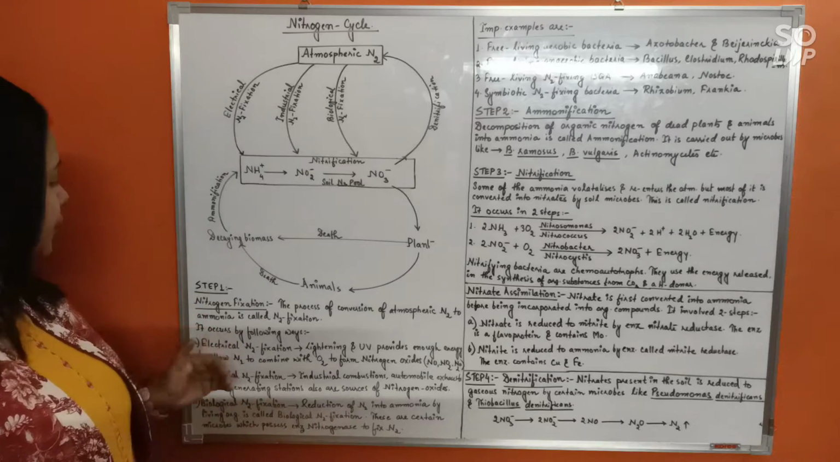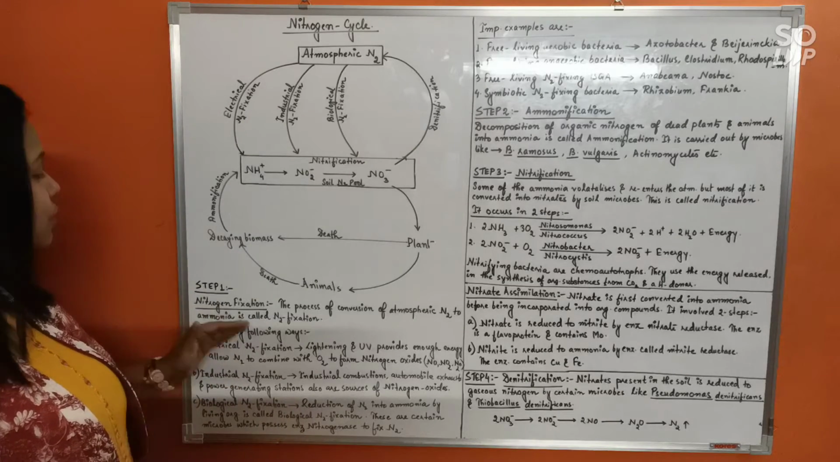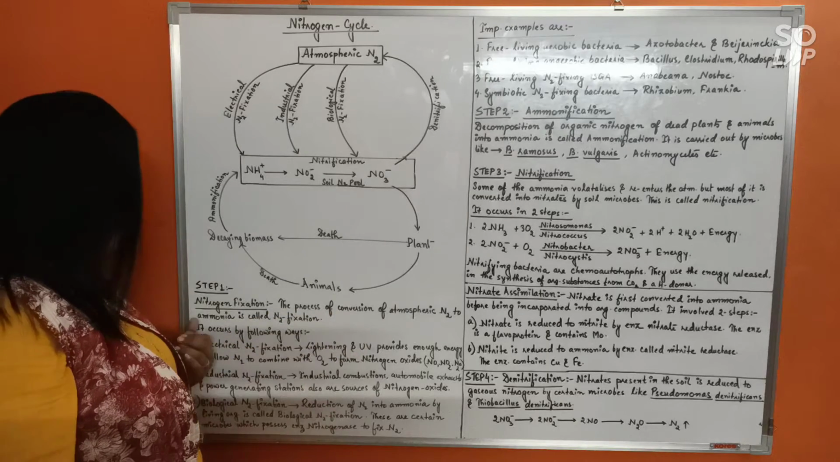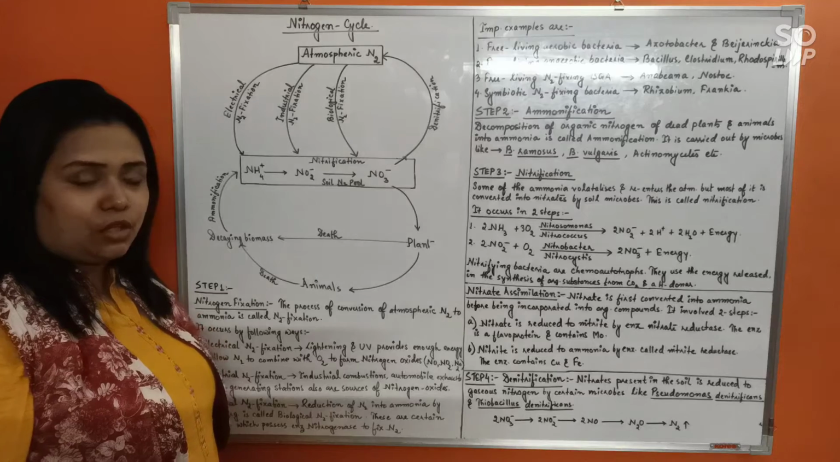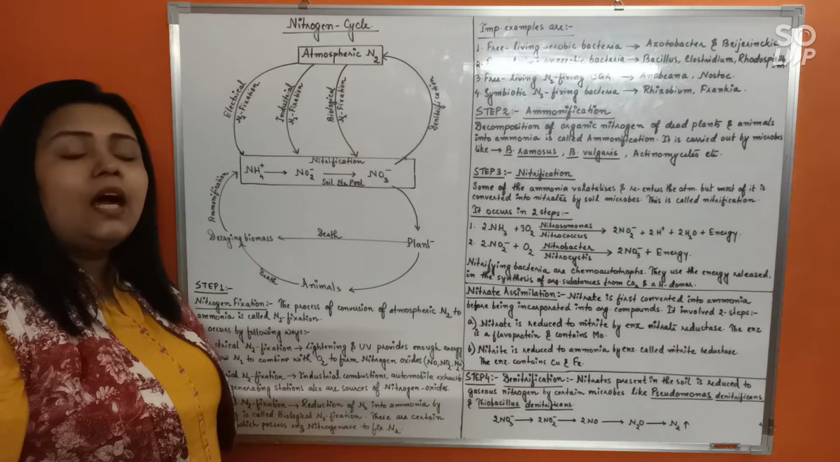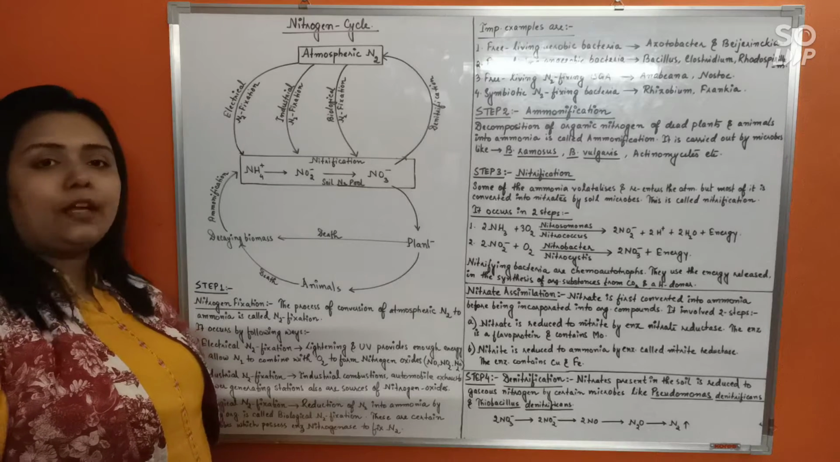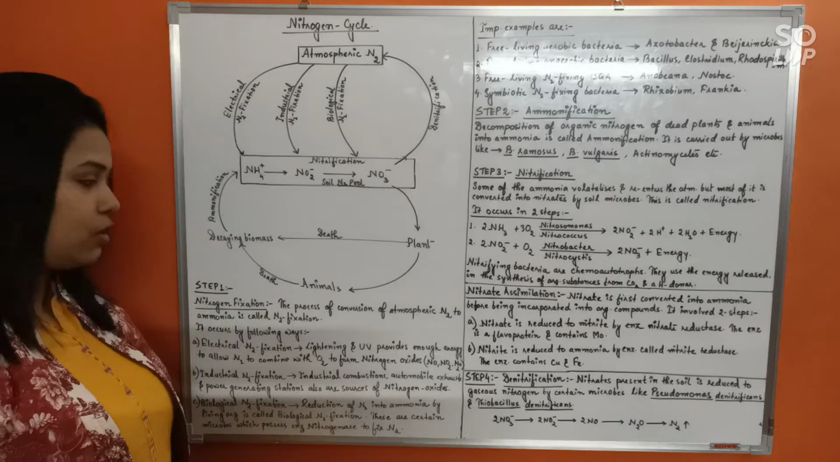Fine. So first, step 1, nitrogen fixation. The process of conversion of atmospheric nitrogen to ammonia is called nitrogen fixation. You can also define it as atmospheric nitrogen being converted to soil nitrogen forms is called nitrogen fixation.